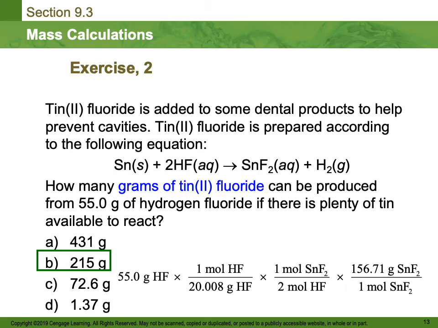The calculator does what you tell it to do. So if something's in the denominator and you're not putting it in parentheses, you just have to keep hitting divide, divide, divide. So you'd say 55.0 divided by 20.008 divided by 2 times 156.71. Try that. You should get the right answer if your calculator works like a calculator is supposed to work.